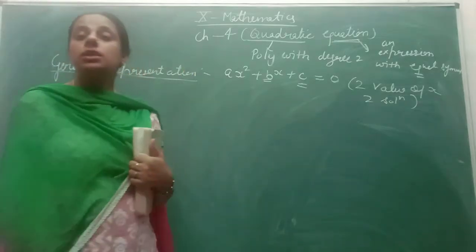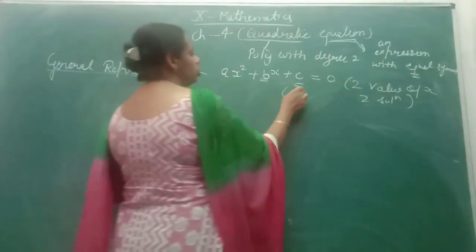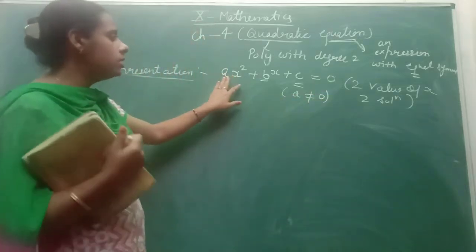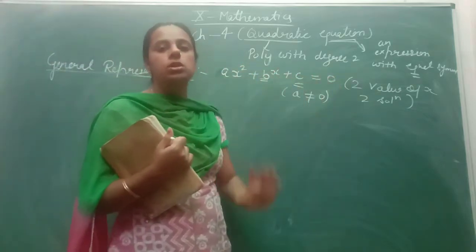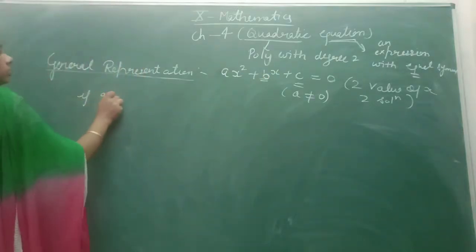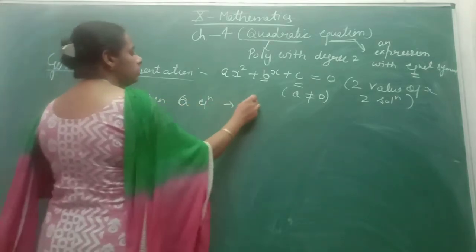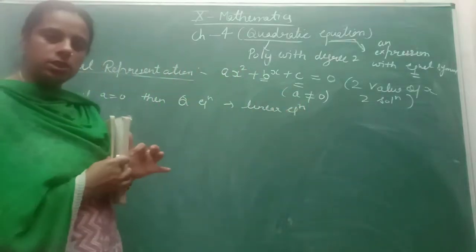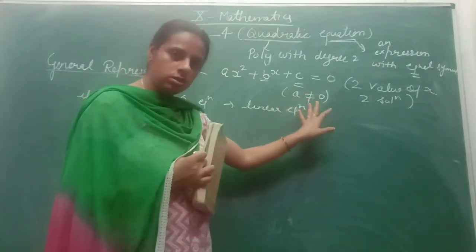Okay, and what is the necessary condition to make this general expression a quadratic? a should not be equal to 0. What happens when a becomes 0? If a is 0, then this term will be cancelled. Then you will have only bx plus c equal to 0. So if a equals 0, then the quadratic equation will become a linear equation. So there is a necessary condition that a should not be equal to 0.